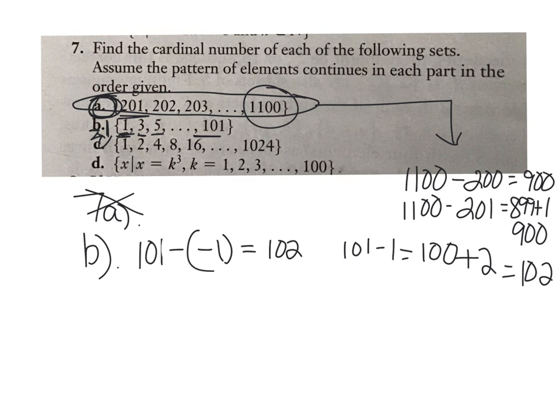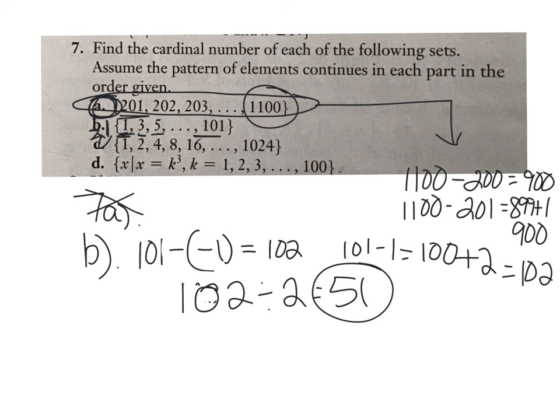Now, the next thing that we have to think about is the fact that we're skipping every other number. So we're not using a consecutive set of numbers here. That means I actually have 102 divided by 2 number of terms. I have 51 terms rather than the 102. So that's how we get to that 51.